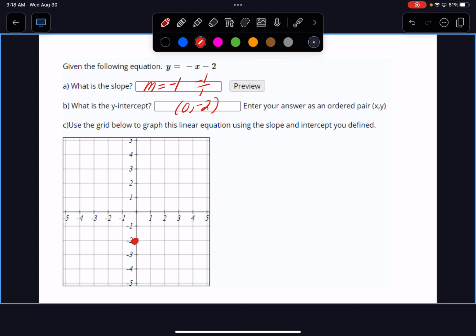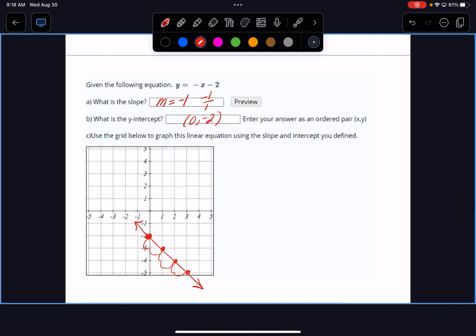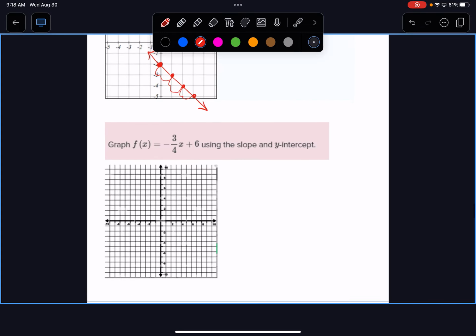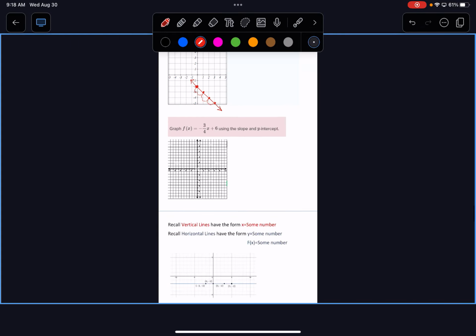And then are we rising or falling? We drop 1, right 1. Drop 1, right 1. Drop 1, right 1. Enough points. I'm good to go. All right. Do we need to do another one or do you feel good? Okay, then let's move on.